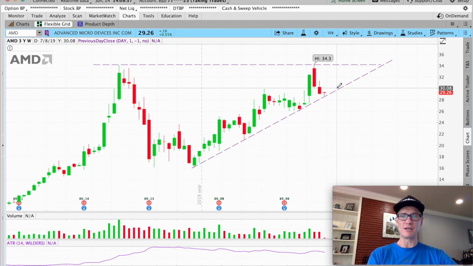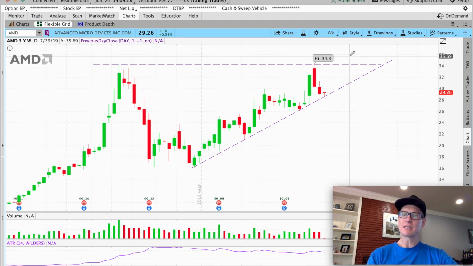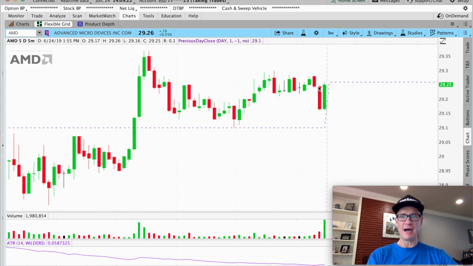People are going to start to take note of this, and we might get a good push up, especially if the SPY continues to go to all-time highs. We set an all-time high on Friday, and if we can do that again soon, that might carry AMD right up above this breakout point at 3430. So something to keep an eye on. So let's jump into the 5-minute time frame.